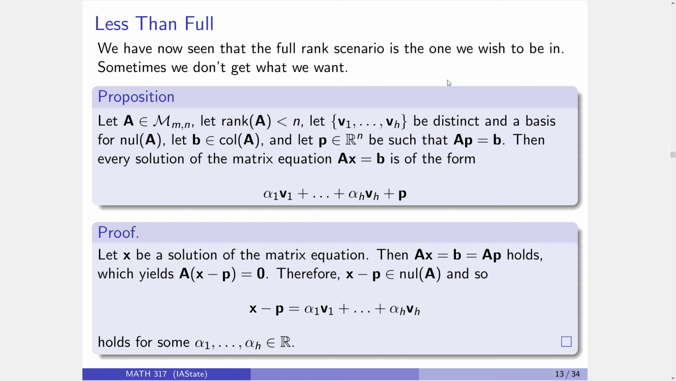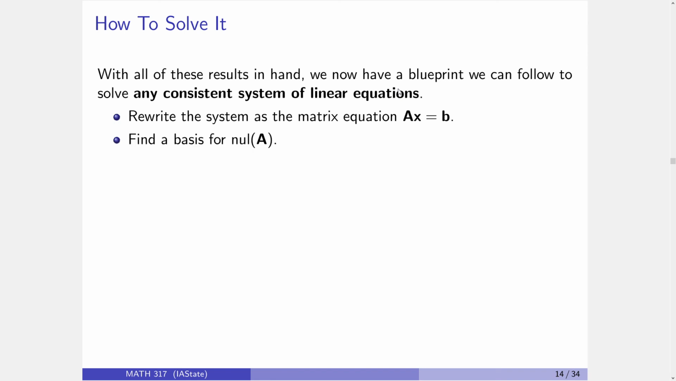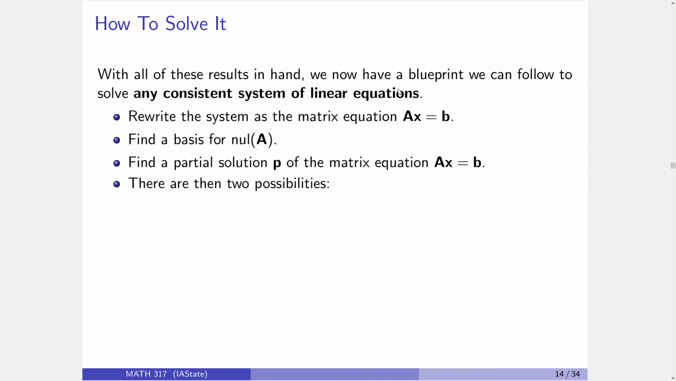So there we go. We're pretty happy with that. And now, equipped with this, let's wrap things up. We basically have a full-out game plan of how to actually solve any consistent system of linear equations. So, obviously, you rewrite the system of equations as Ax equals b. Then, you find a basis for the null space of your matrix. Then, you find a particular solution. And then you're in two situations.